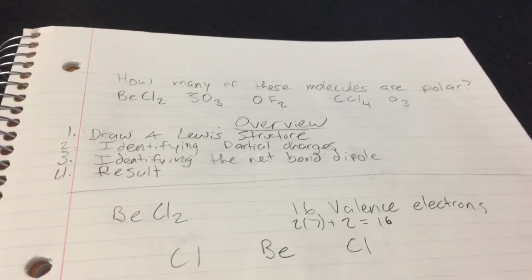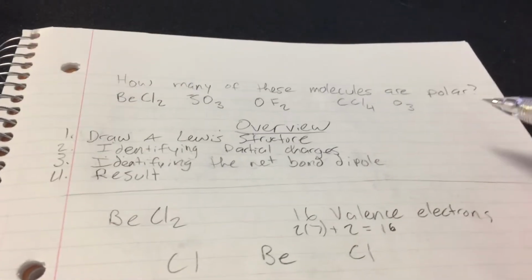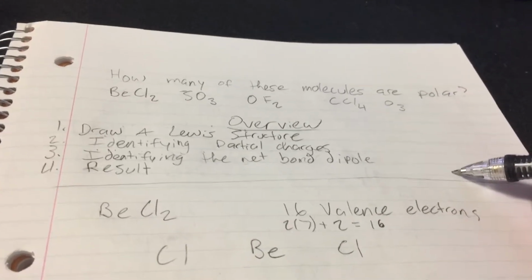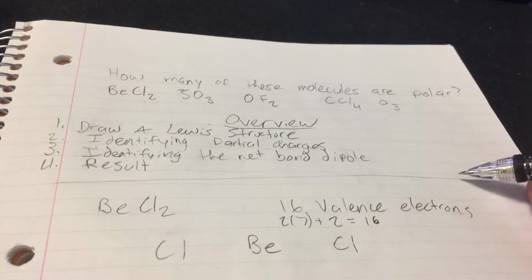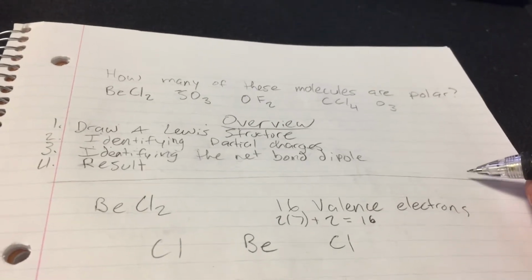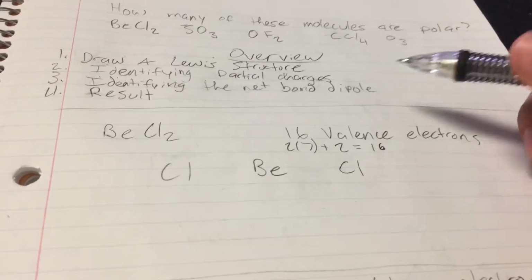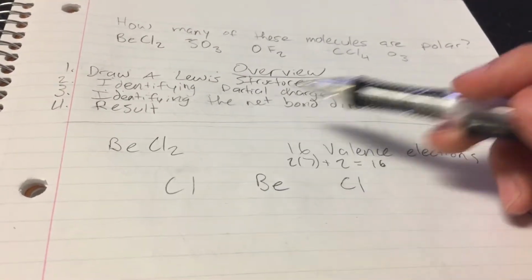How many of these molecules are polar? An overview of what I'm going to be doing is drawing a Lewis structure, identifying partial charges, identifying the net bond dipole, and the result. So I'm going to draw a Lewis structure of BeCl2.